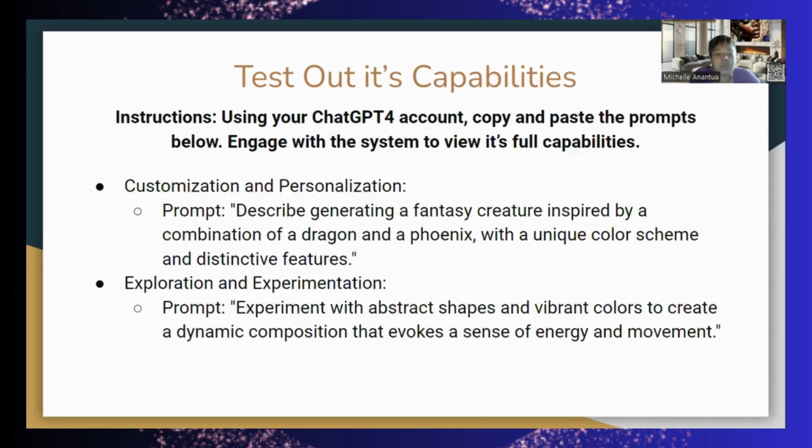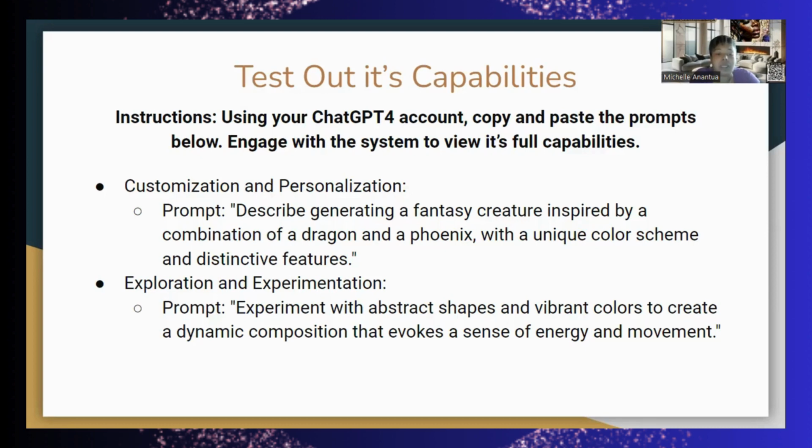Again, customization and personalization. This is another prompt. So again, feel free to screenshot. Prompt, describe generating a fantasy creature inspired by a combination of dragon and a phoenix with a unique color scheme and distinctive features. So in this particular instance, we're telling the system, hey, this is an idea that we have, a combination of animals, of creatures blended together to make one. Let me see what you come up with. Chat would render an image along those scales. Okay, that's the parameters you're going to put in a system.